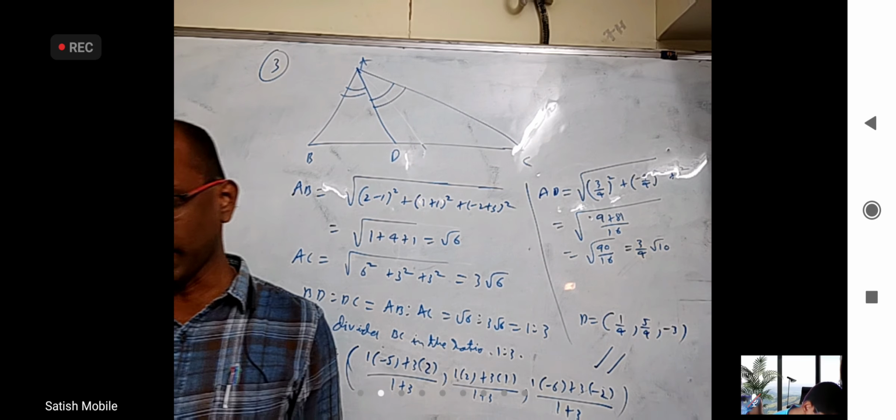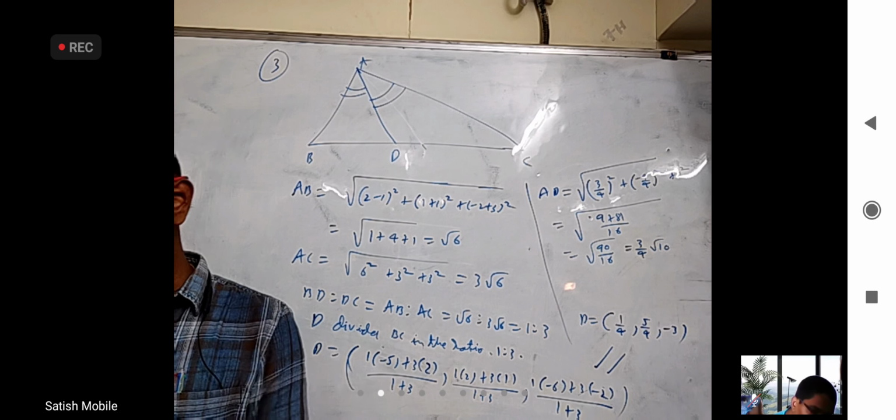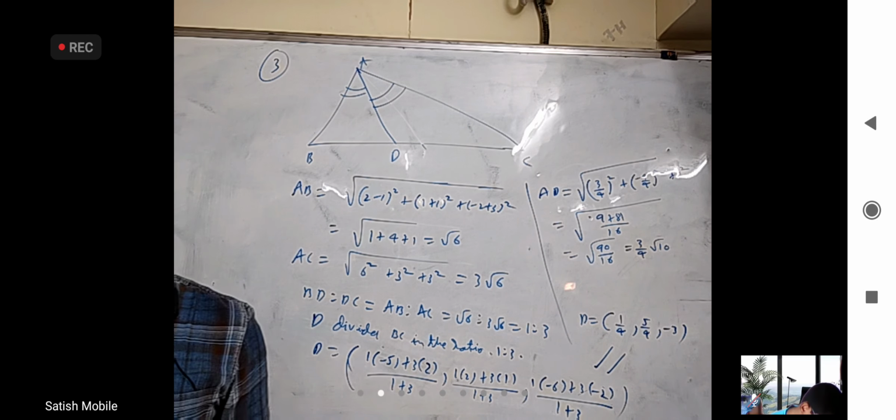So complete the IP, solved examples, and the last numerical questions. You can try now. Numerical fourth question, fifth question, just try now.